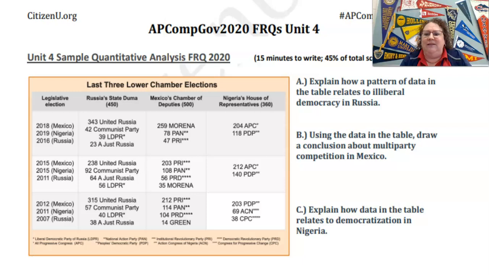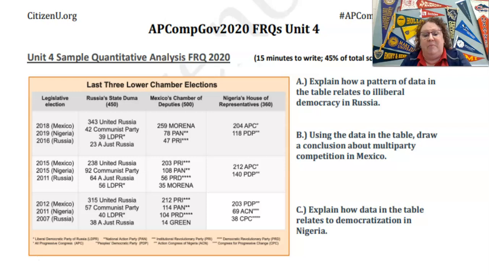All right, so A says, explain how a pattern of data in the table relates to illiberal democracy. Because it says explain, I'm going to start by defining what an illiberal democracy is. You can say that in an illiberal democracy, there are elections that are supposed to be fair, free, and competitive, but civil liberties are not protected. So let's look over here, and it says how it relates to Russia. If I go to Russia, I see that United Russia is dominating. So what do I see? I see a one-party dominant system.